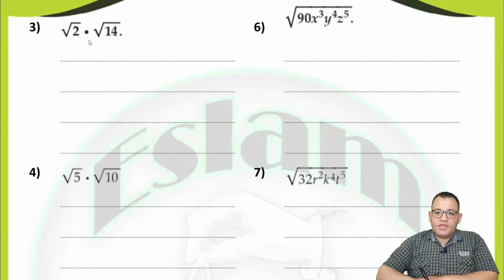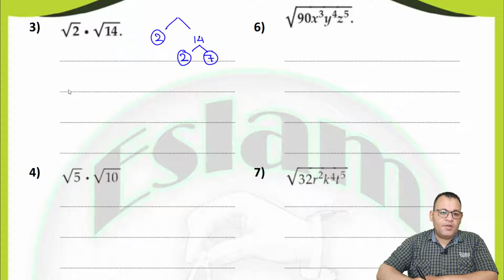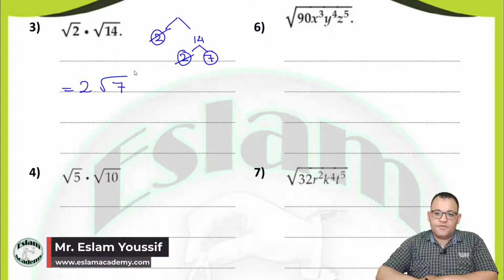The square root of 2 multiplied by the square root of 14. Now it will equal the square root of 2 multiplied by 14. We have two numbers, 2 and 14. 2 is a prime number. 14 equals 2 multiplied by 7. 2 is a prime and 7 is a prime. So for the answer, from each two similar numbers, because we have a square root, we take one outside. The single number, we just write inside the square root. So the answer will be 2 root 7.